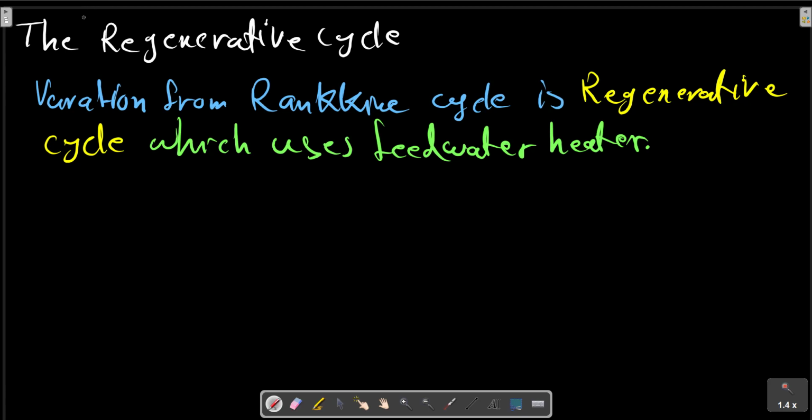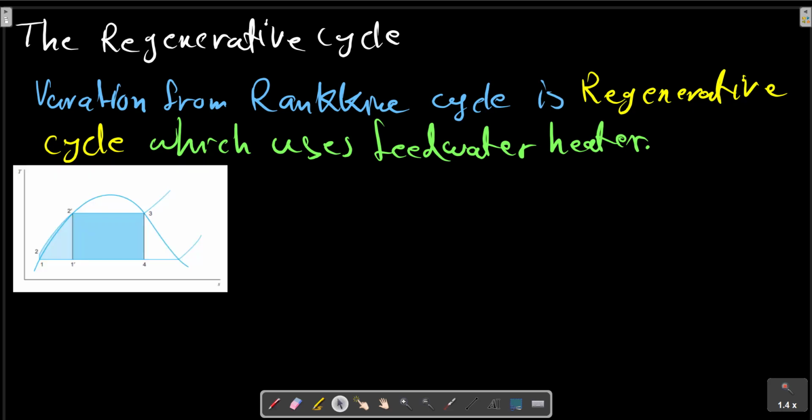The basic concept of this cycle can be demonstrated by considering the Rankine cycle without superheat as shown in the picture. There is a Rankine cycle without superheating, and at point 3 there is a saturated vapor. During the process between state 2 and 2 prime, the working fluid is heated while in the liquid phase.